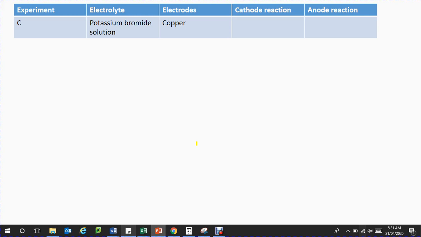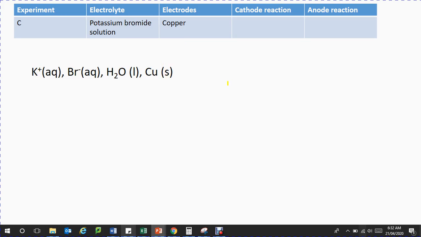Okay, experiment C. Again, the first thing I need to do is write down what species are present. So this time I've got a potassium bromide solution and a copper electrode. So this time my electrode will be involved in the reaction. So remember that this is a solution, so I can take apart my cation and my anion, because it will ionize into its separate components, and we've also got the water present because it's an aqueous solution. So I've got my potassium ion, my bromide, my water, and the electrode is copper solid.